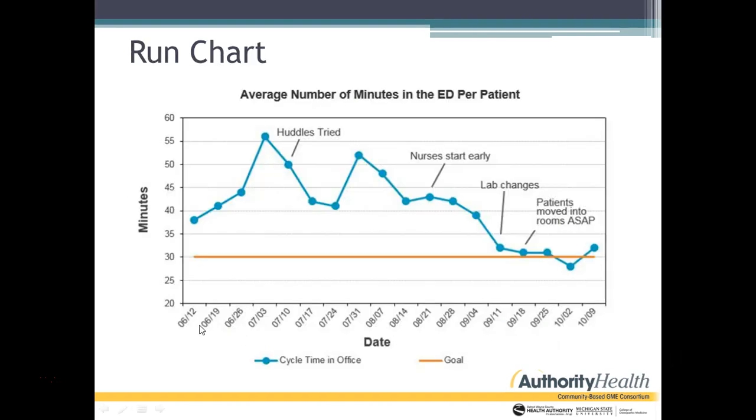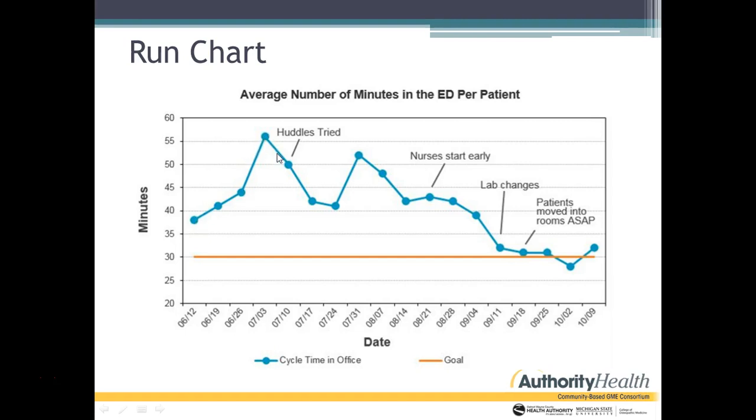Here's an example of a run chart. You'll see that these are weekly over time. This is the average number of minutes in the emergency department. So here's our minutes. You can see they set the target aim here. It's called the goal. This is 30 minutes. So their goal was to decrease the average waiting time to 30 minutes or less within however many months.